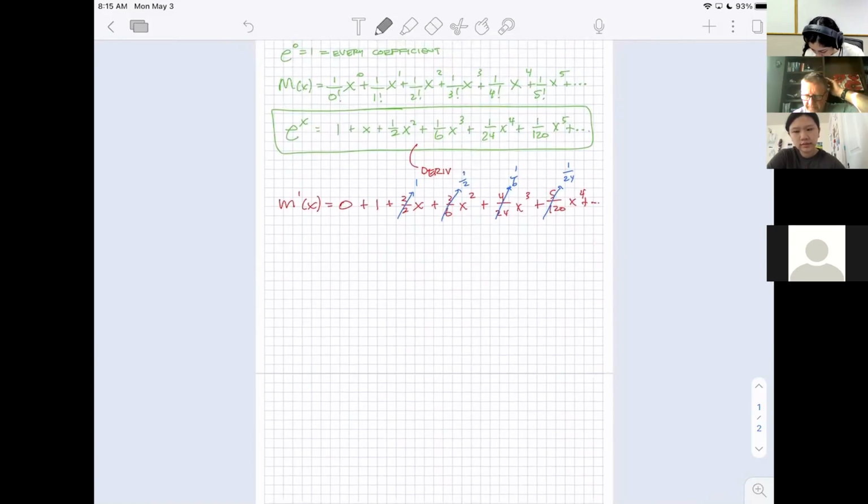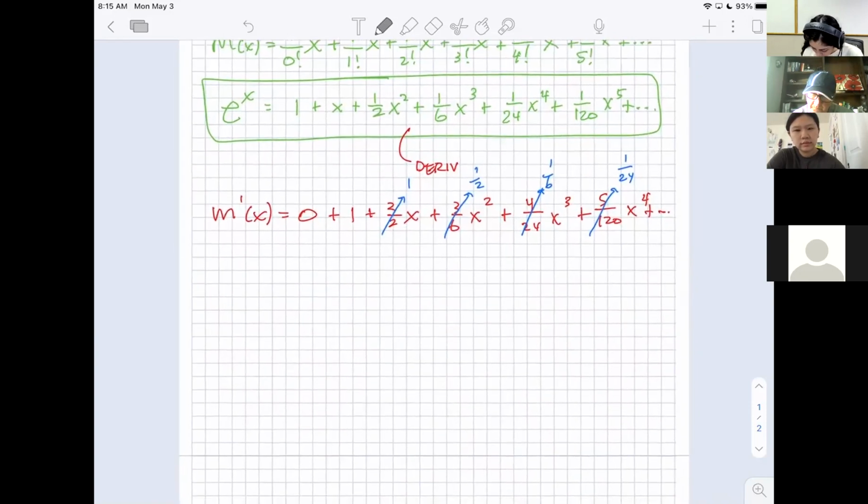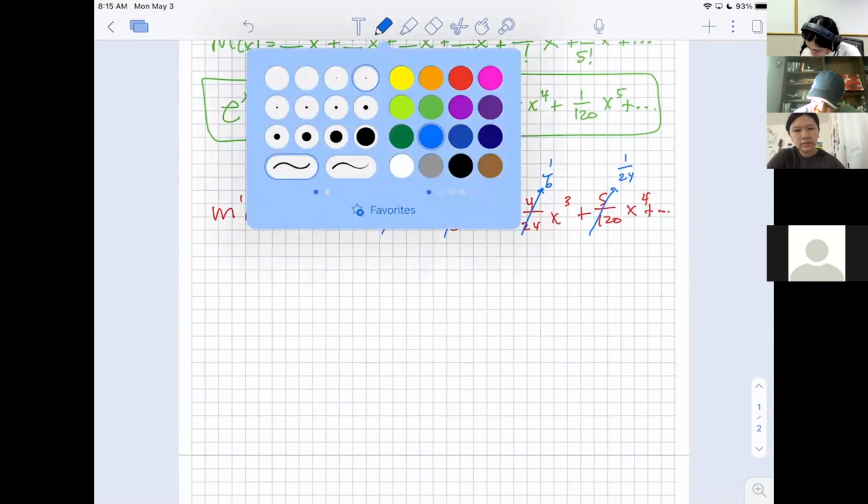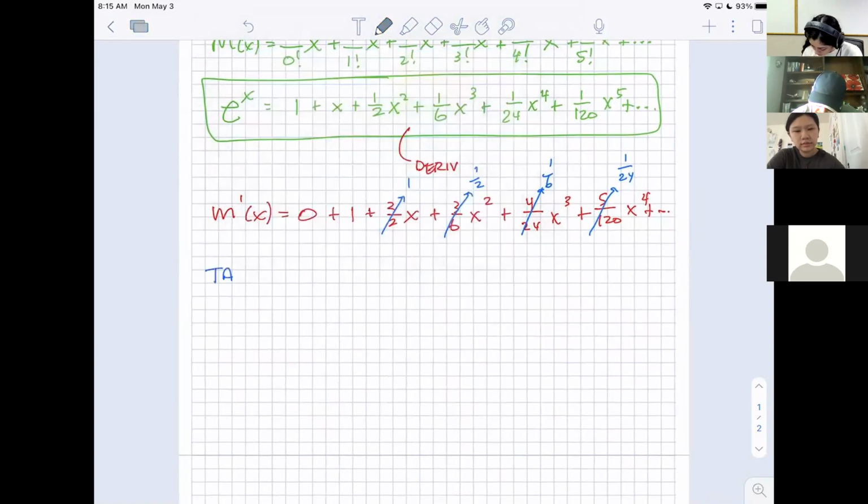Actually, let me show you one thing right now before we do one more example. This is kind of cool. So what's a Taylor series? Basically, the only difference between Taylor and Maclaurin in names is just the center. The center is not 0.